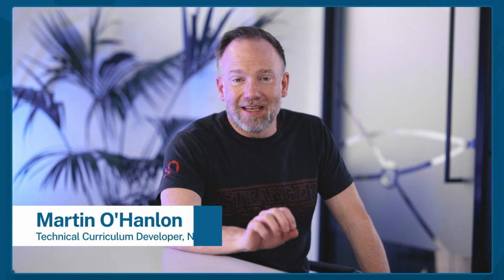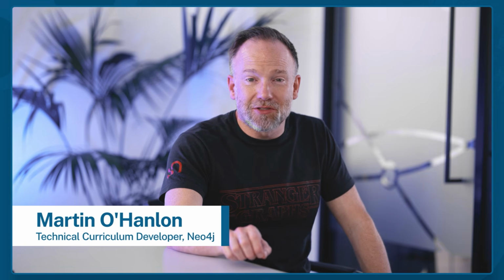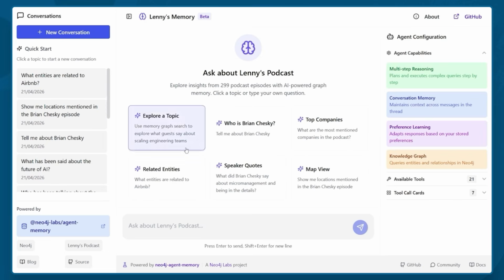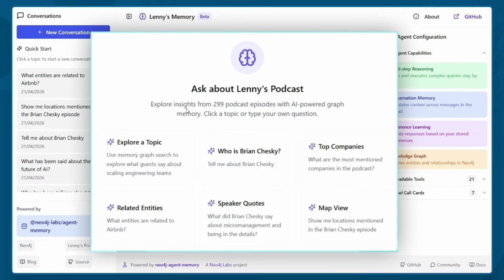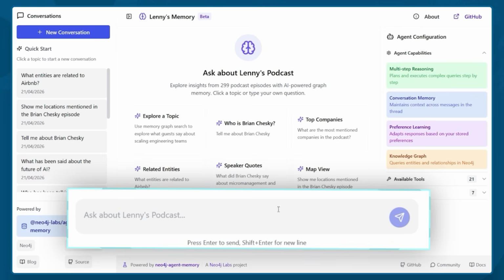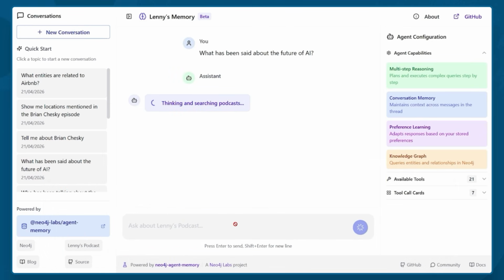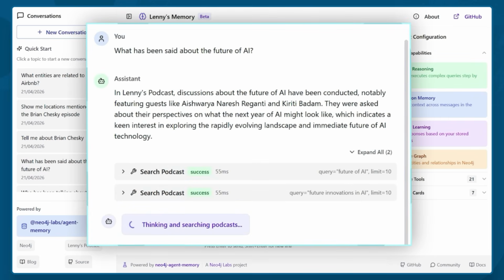We're a big fan of Lenny's podcast. So let's spend a little bit of time looking at how we can use Neo4j as an agentic memory store for an agent that allows us to interrogate and learn about all the things that Lenny teaches us about. All of the episodes from Lenny's podcast were processed with short and long-term memory created from the conversations in the podcast. Asking the agent a question such as, what has been said about the future of AI, will result in the agent using its tools to retrieve data from its memory stored in Neo4j.